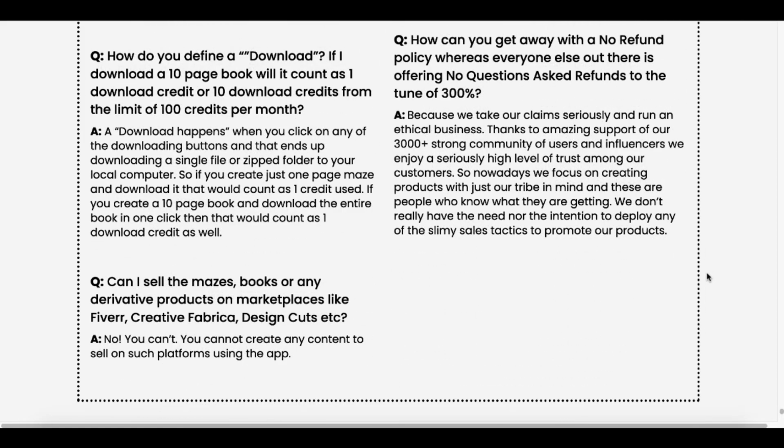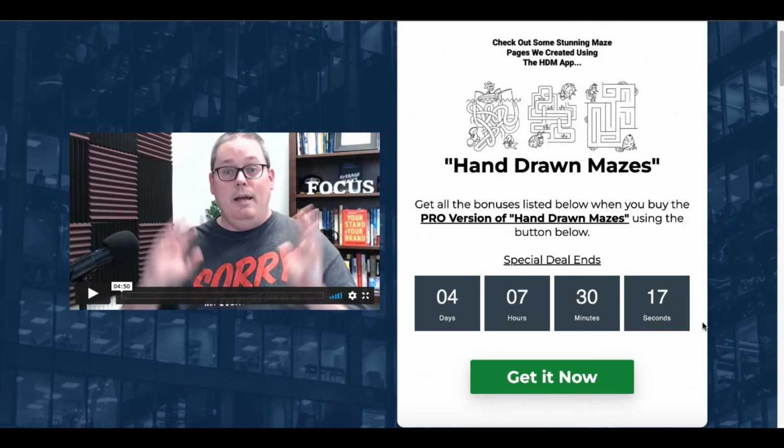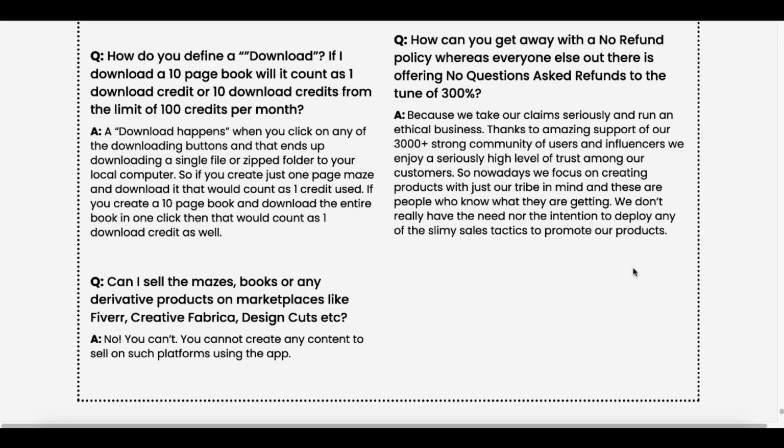Moving on to the FAQ, please read and understand everything that you get when you purchase this inside of the frequently asked questions. When you click on the link in the description and come over to get your bonuses, click on the green Get It Now button. It takes you here. Make sure you read these. For example, this last one: can I sell the mazes, books, or any other derivative products on marketplaces like Fiverr, Creative Fabrica, Design Cuts, etc.? No, you can't. You cannot create any content to sell on such platforms using the app.